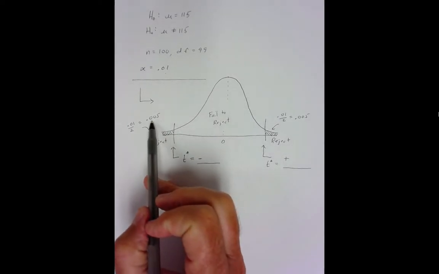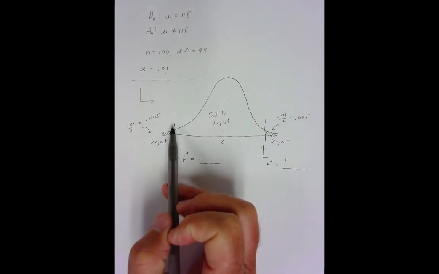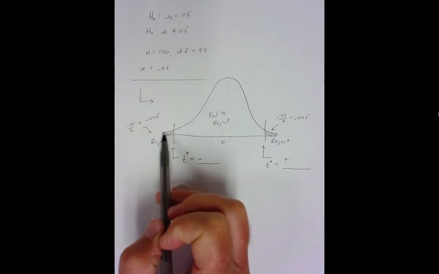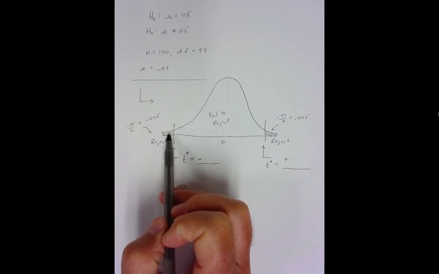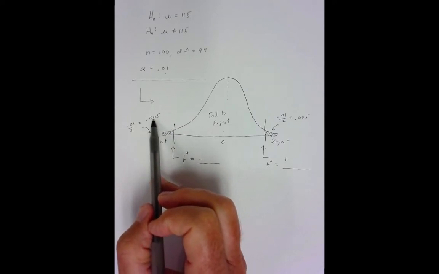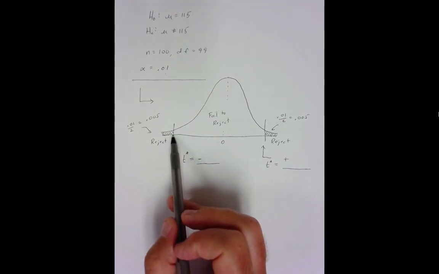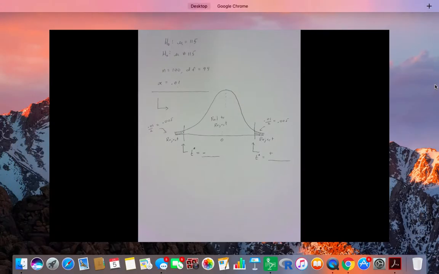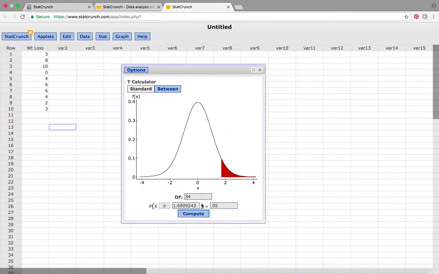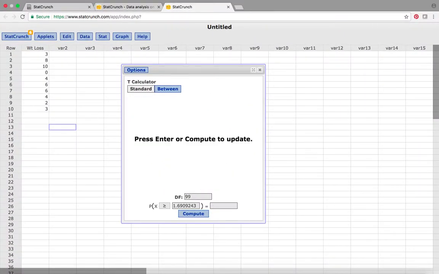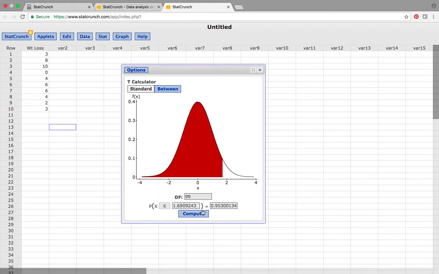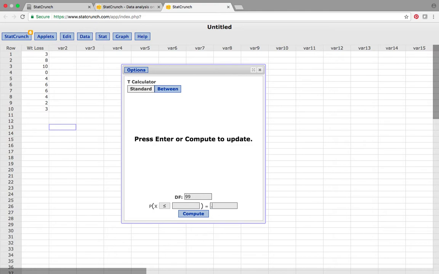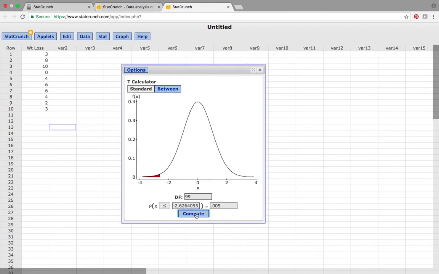Now, how am I going to find the value, the line in the sand that cuts this distribution into two parts? That part right there between the reject and fail to reject. Well, we use StatCrunch. So I need the value that has 0.005 to the left of it with degrees of freedom 99. So I want the area to the left to be 0.005. And that value is negative 2.63.